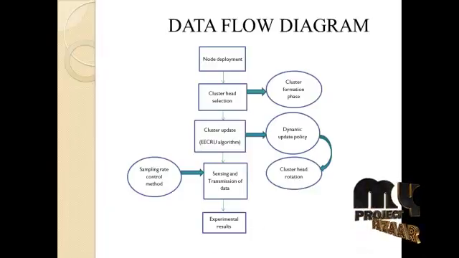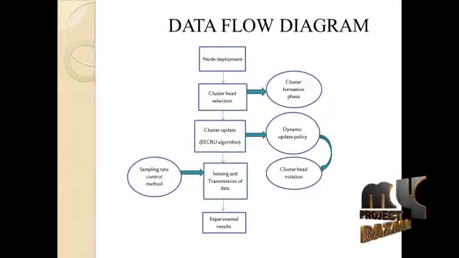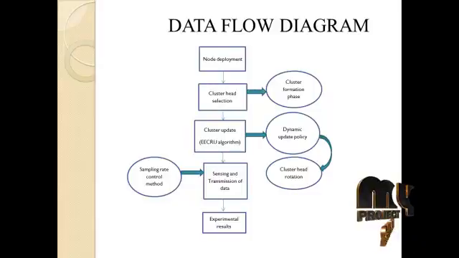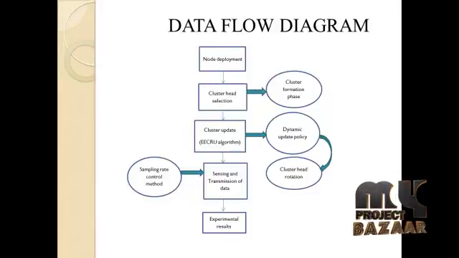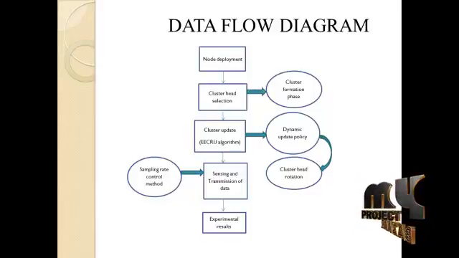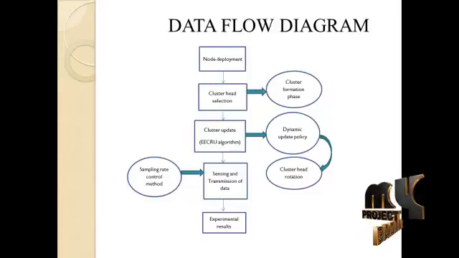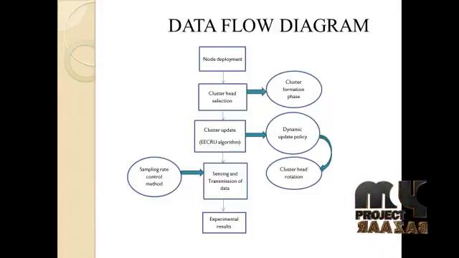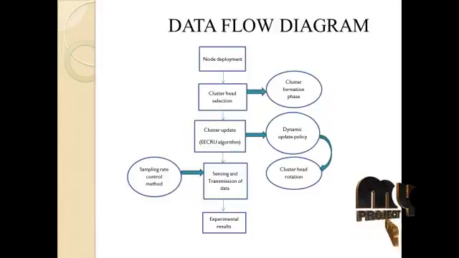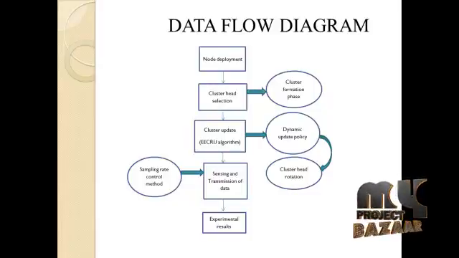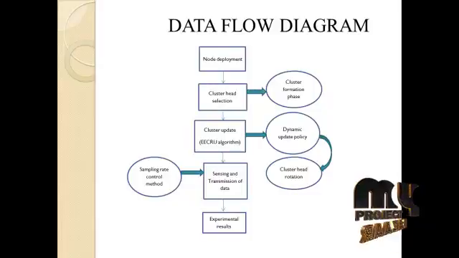Our project data flow diagram is, we have to randomly sense the data from the cluster head. First we have to deploy the nodes. On those nodes we have to randomly select one cluster head by using the cluster formation phase. Next we have to select one node to update the information randomly to the cluster head. In that, the cluster is updated by using the EECRU algorithm. Two methods are followed by the cluster update method. First one is the dynamic update policy and the second one is cluster head rotation.